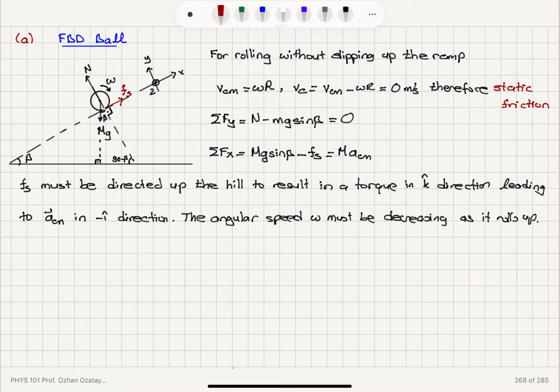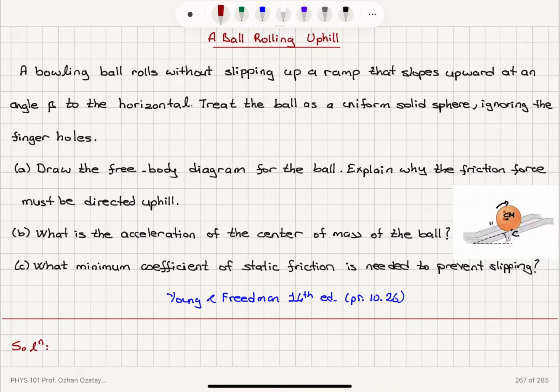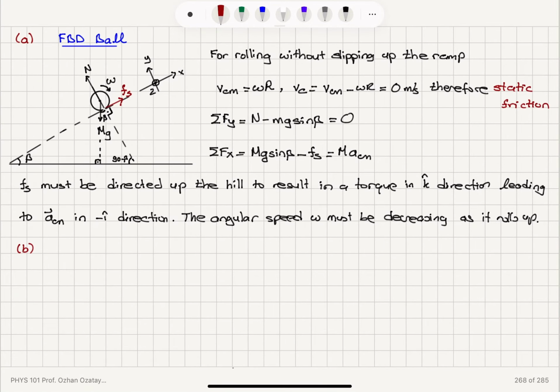Okay, so part B. What is the acceleration of the center of mass of the ball? Now, if I write the net torque acting on the ball, it's due to the static friction. As I said, it's in plus k hat direction. So r cross fs, so r fs, because they're perpendicular, in k hat direction will be equal to the moment of inertia, I center of mass, times alpha, the angular acceleration.